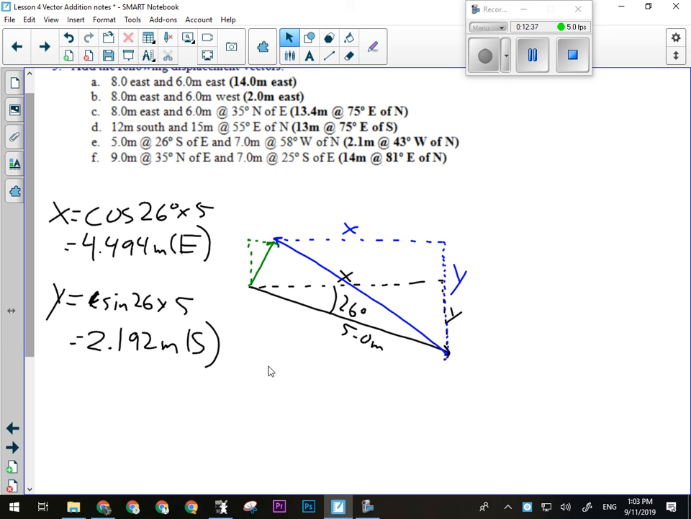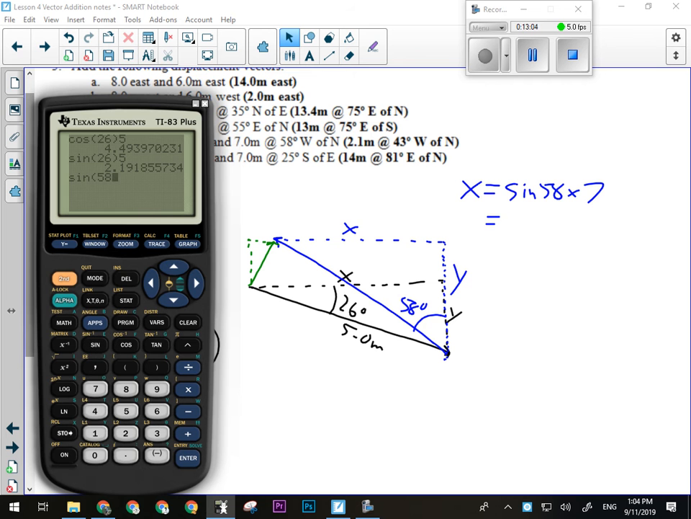Okay, now I'm going to do the same thing for my blue triangle. And right now is when I'm going to find out whether I drew this right or wrong. I drew it wrong, but I'm going to go with it anyway. So finding blue x: blue x is the opposite side to my 58 degree angle, so that's going to be sine of 58 times 7 meters. Okay, so it says that line should be 5.93 meters long. And I didn't draw it that long, did I?